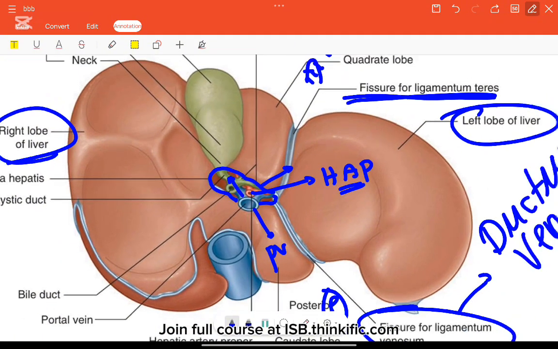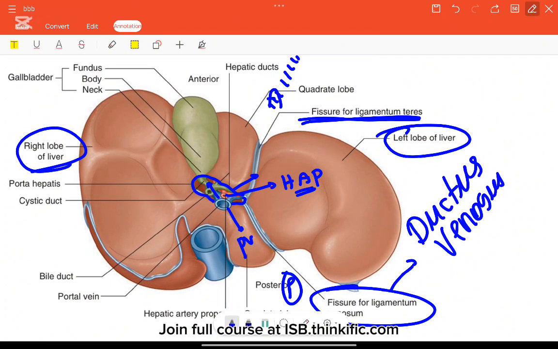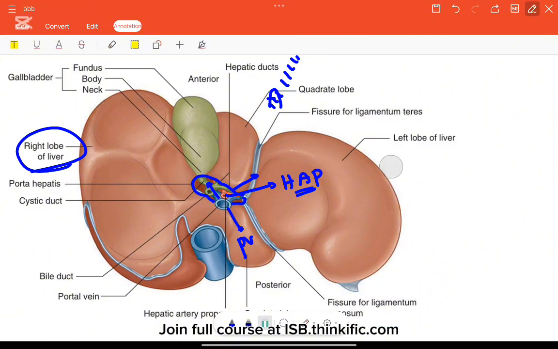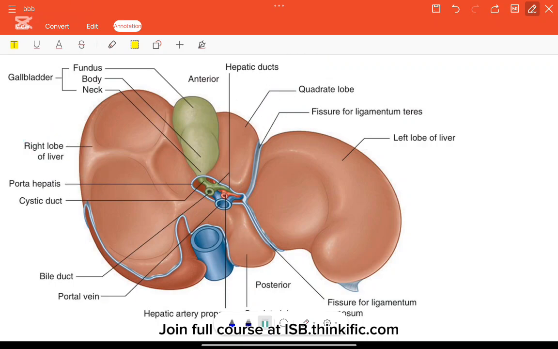Okay, so now it's time to talk in detail about the ligaments of the liver. The ligaments of the liver, as I told you, are not like your ligaments that connect bone to bone. Muscle to bone is called tendon, sorry. These are not tough ligaments. These are just folds of peritoneum.